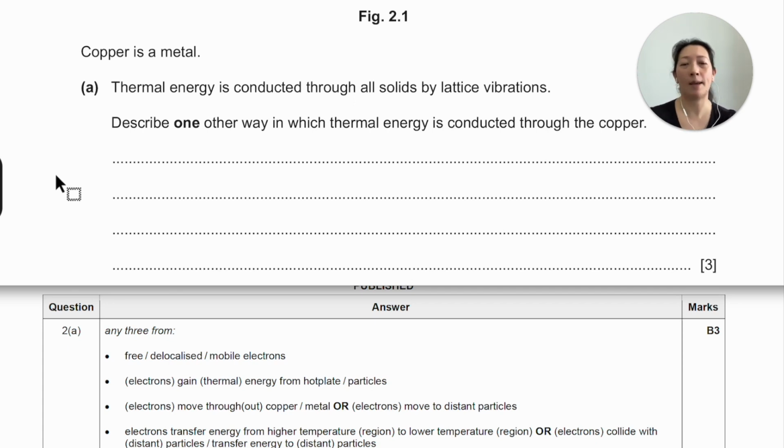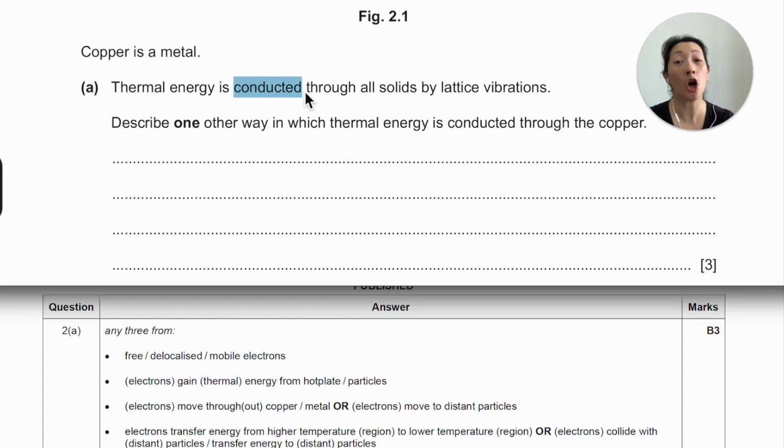First of all, let's examine what the question wants. If you read the question carefully, you can see that this is a question about thermal conduction. The word conducted comes out twice in the question. This is a description question, which means you just need to describe what is going on. You don't actually have to explain. So in this case, it's more of a process about how thermal energy is conducted.